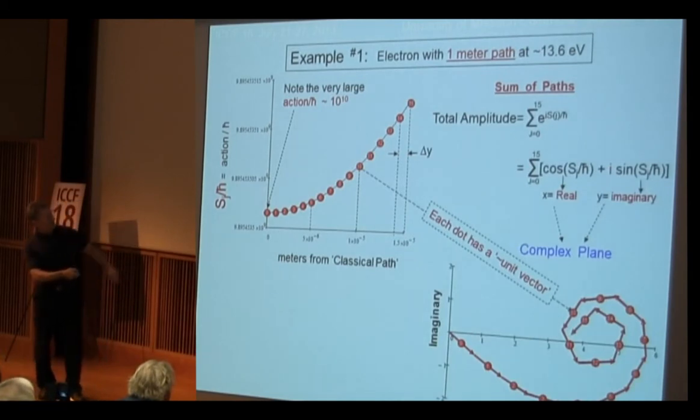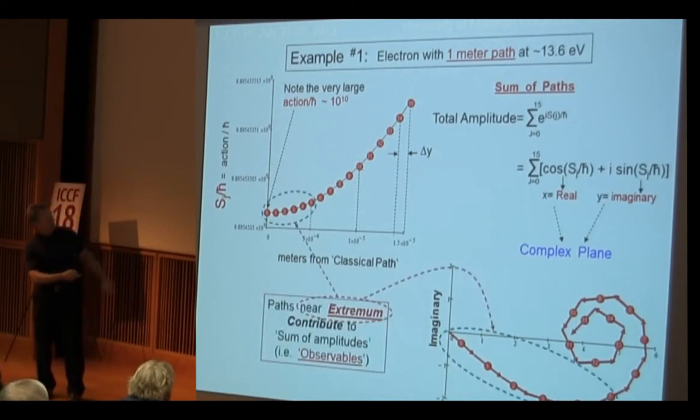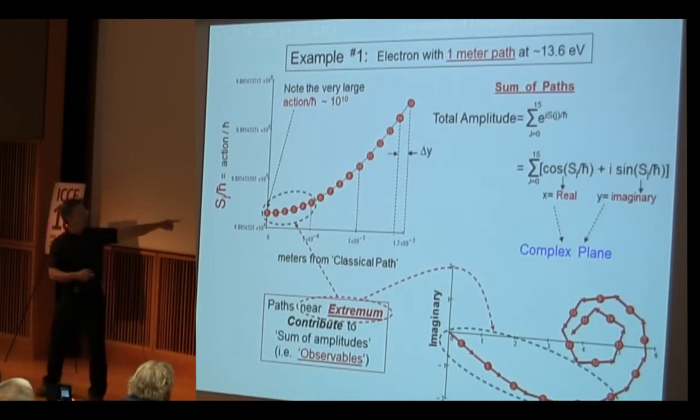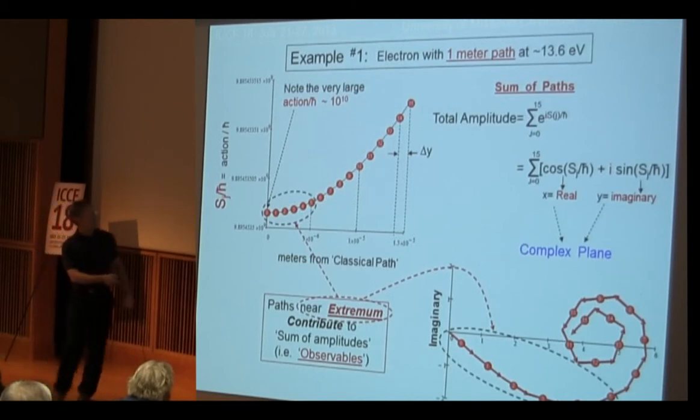So each dot over here has a vector. You know, there's dot number 10. There's the classical vector right there, and you add them up. And when you do that, you've got all the paths. Remember, these represent different paths. Okay, classical path and all the non-classical paths.